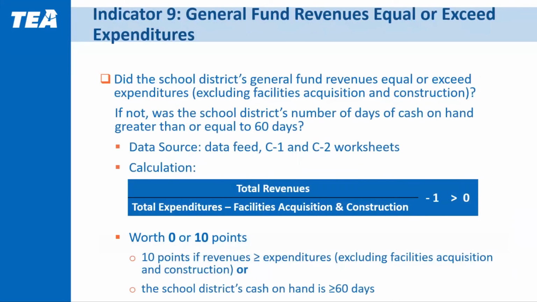Indicator 9, we are comparing your total revenues to your total expenditures, but we're also going to back out function 81 for this calculation. As long as it's 0 or greater, then you'll pass this indicator. If not, we do have that alternative calculation where we look back at the days of cash on hand. And if you have greater than 60 days, then you'll pass this indicator.